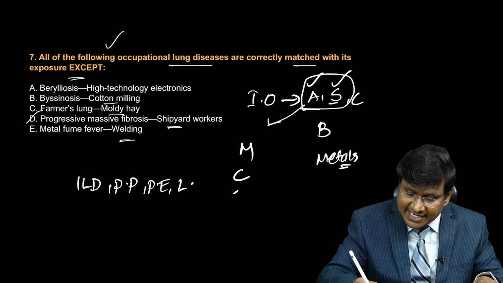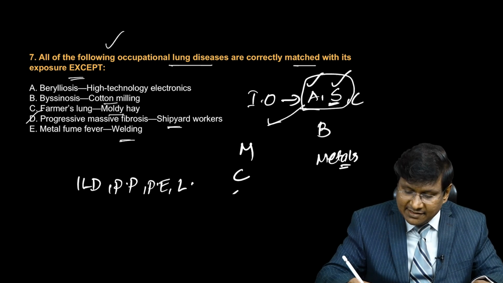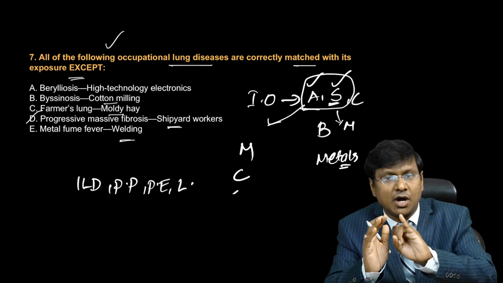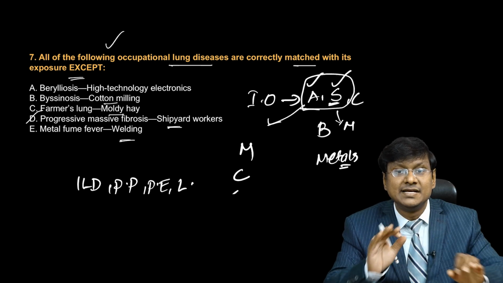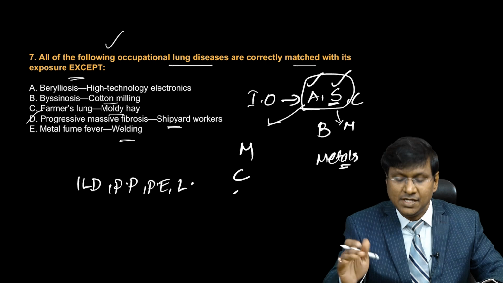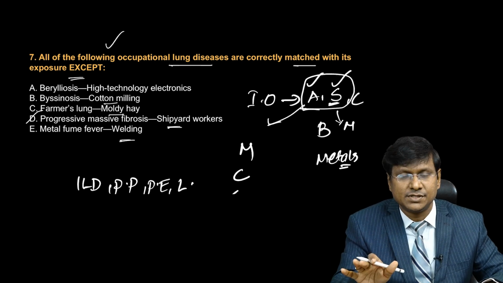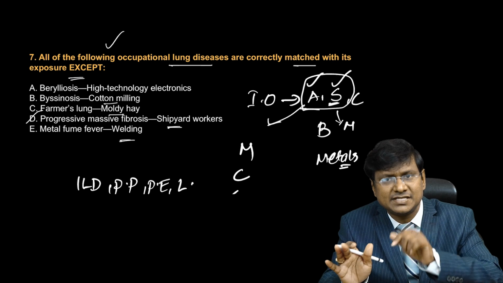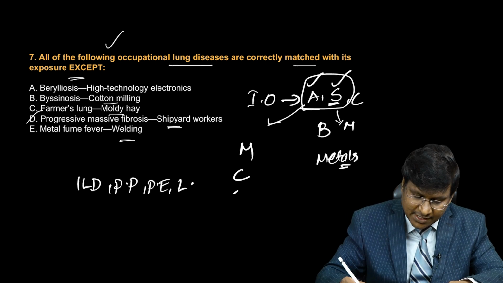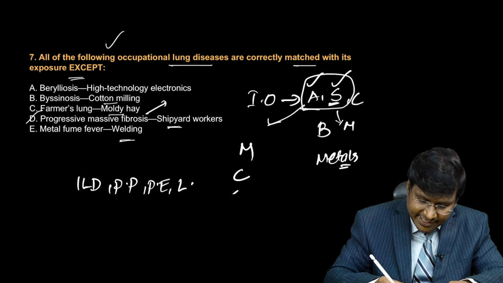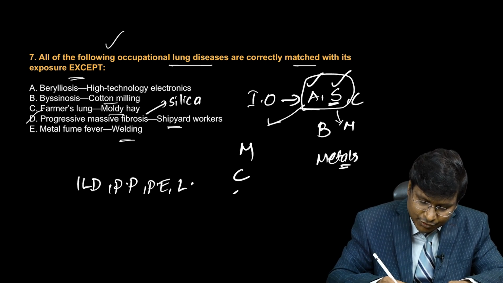Now take silica exposure. Silica exposure is common among miners, stonemasons, and individuals involved in sandblasting or quarrying. A variety of syndromes can occur with silica exposure. As I have just discussed, it is silica exposure which is associated with progressive massive fibrosis.